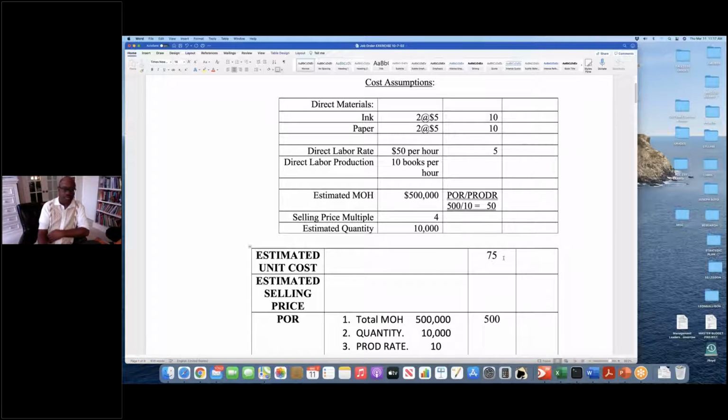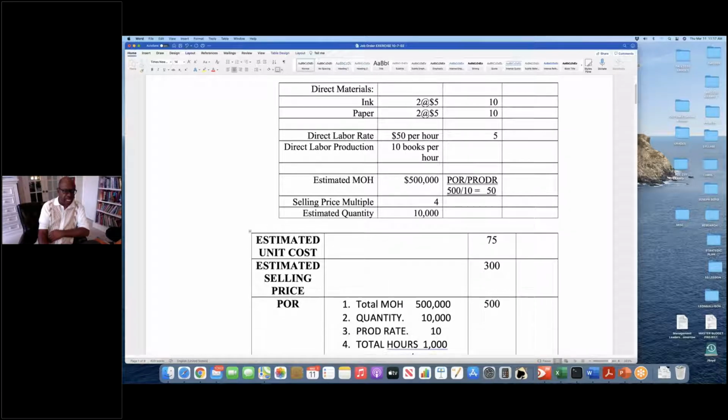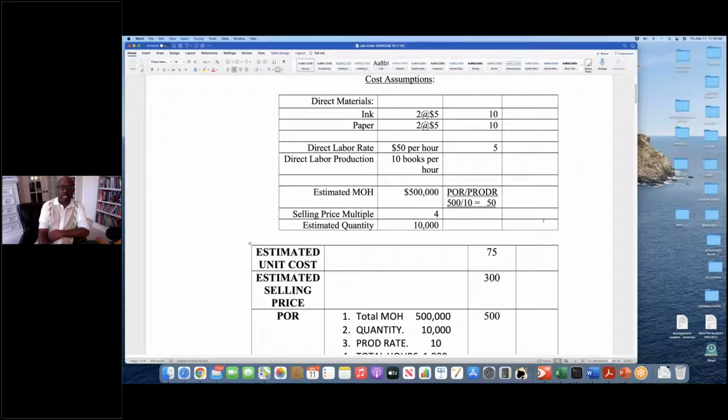And what's my selling price? 300 because you times it by 4. So the selling price multiple is 4. We multiply it out. We got $300. So you're going to set up your calculations right in here so you aren't running all over the place. You'll be able to calculate this preliminary data in terms of unit cost, selling price, POR.